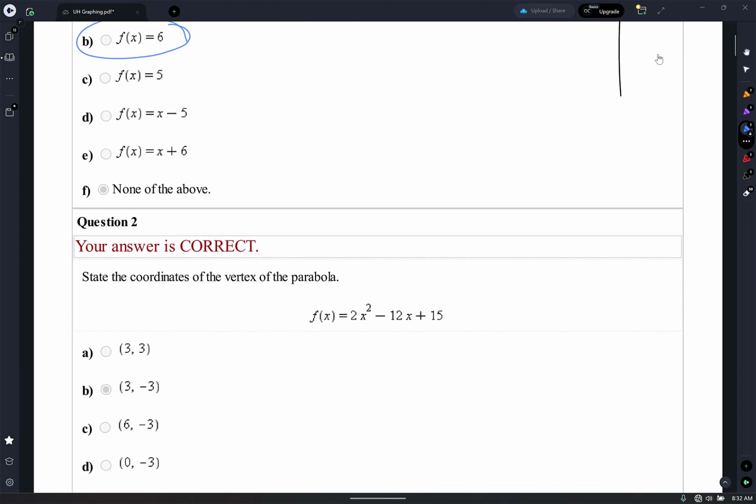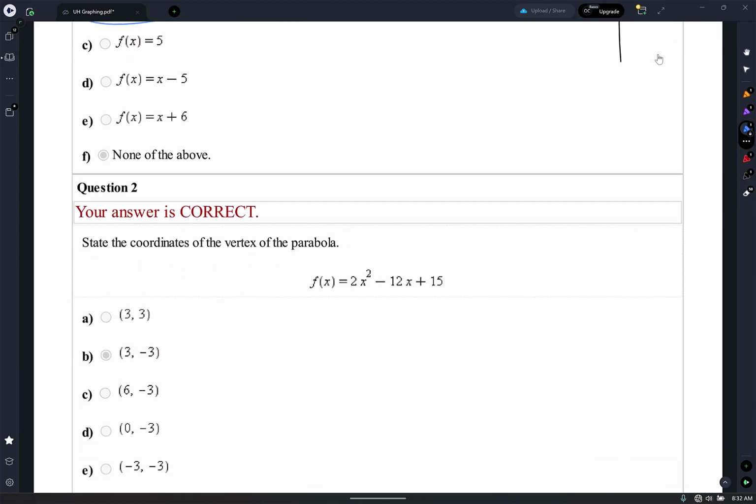Question 2. State the coordinates of the vertex of the parabola. So when you guys were in Algebra 2, the vertex was listed like this, guys. A parenthesis x minus h close it squared plus k. And the vertex was h comma k. Do you remember that? Is that a yes? Okay. Sometimes they call that the standard form. So that's what I'm going to do. I'm going to make this look like this expression.